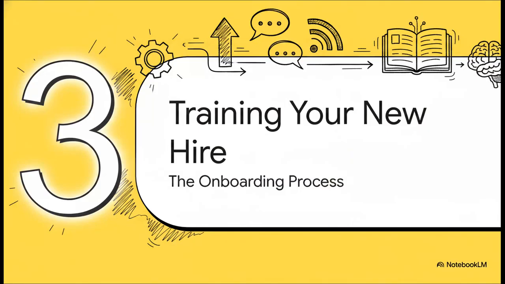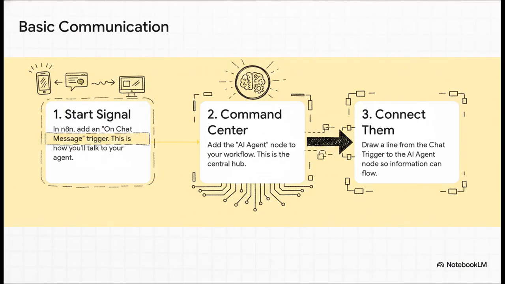Okay, pay attention here because this next part, it's probably the most important piece of the puzzle. This is the onboarding process. It's where we give our new hire their main instructions, a way to talk to us, and the ability to learn. So we're going to start by setting up some basic lines of communication. That on-chat message trigger, that's basically the agent's phone or its chat window. It's how it gets tasks from you. Then we add the AI agent node, and that acts as its central command center. And then we just connect the two. Boom, information can now flow.